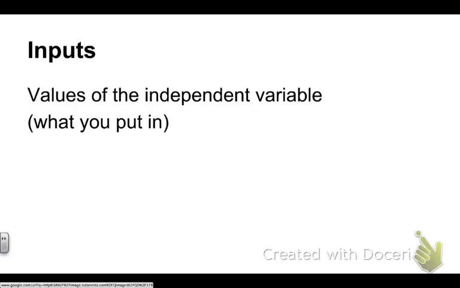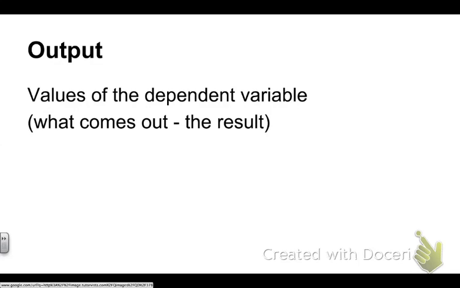Inputs. These are the values of the independent variable. This is what you put in. All right, so using the babysitting example, how many hours are you willing to put in babysitting? 4 hours, 2 hours, 30 minutes? That's what you put in. And then the output, that's the values of the dependent variable. That is what comes out. That's the result. Those are the answers. Well, if I babysit for 2 hours and I get $10 an hour, what's my output? Your output is $20.